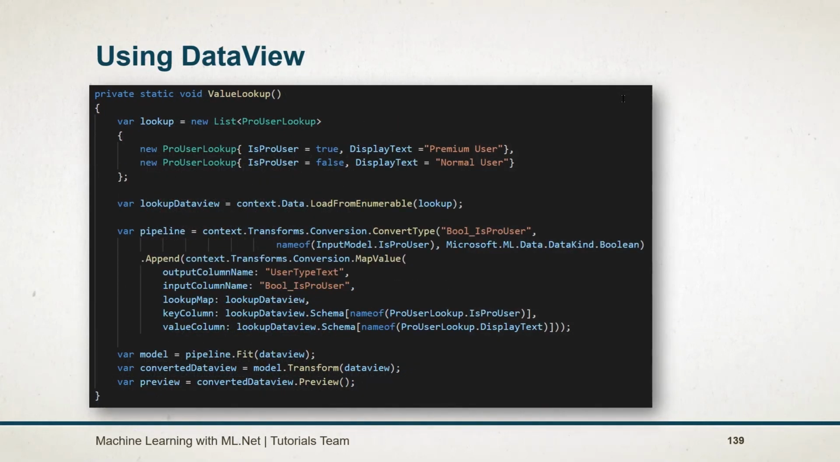Here we have used the overloaded version of the MapValue. In that we can specify the data view from which it will obtain the values. I have created a list and created a data view from it. In the MapValue, we need to specify the data view for the lookup as well as the columns that we want to use as a key and a value.